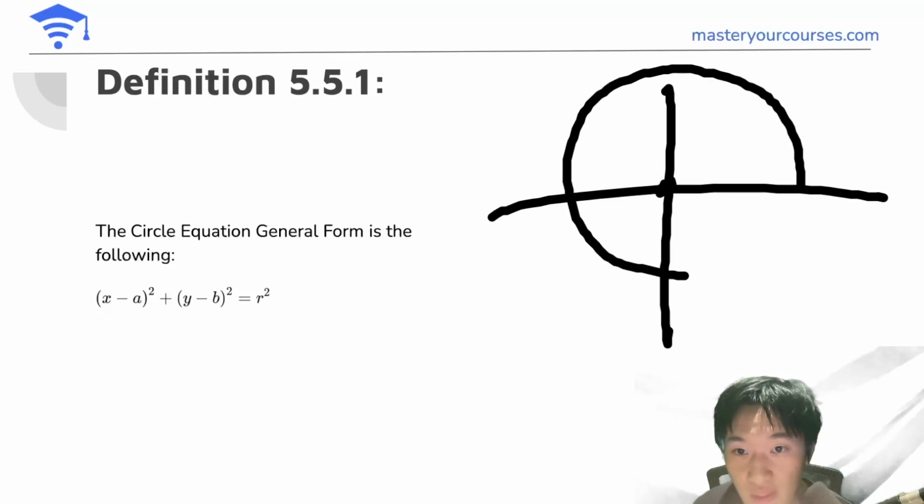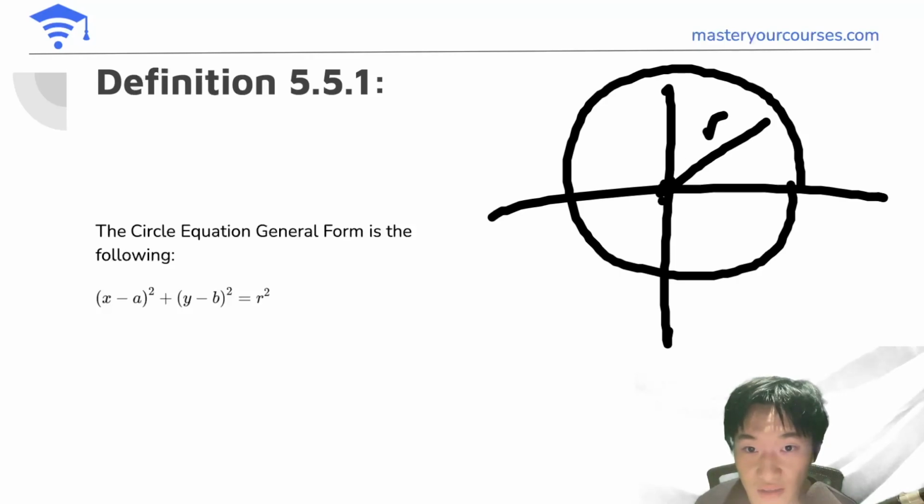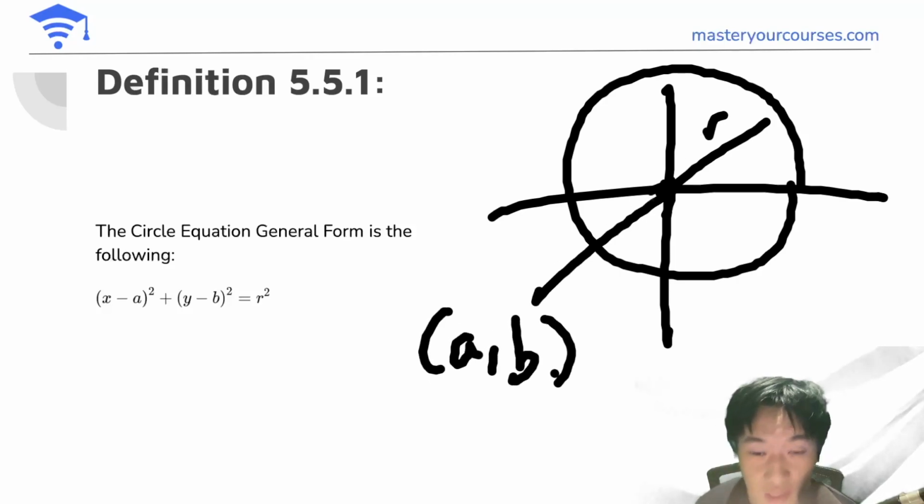And what is r squared telling us? Well, r squared, it's squared right now, but r on its own gives us the radius. This is r. This point here, which is at the center of the circle, is (a, b). Now, you don't really need to know the derivation of this. You just know that if you can bring an equation into this format, then we can actually talk about what the circle looks like in the xy plane.